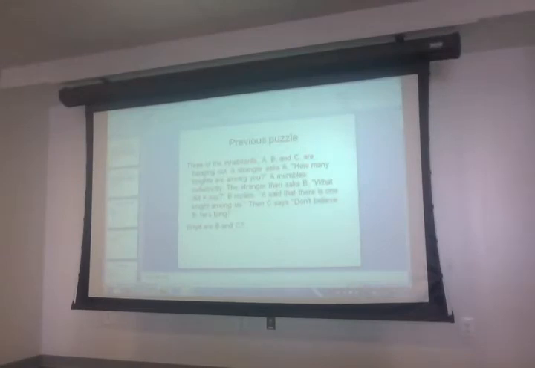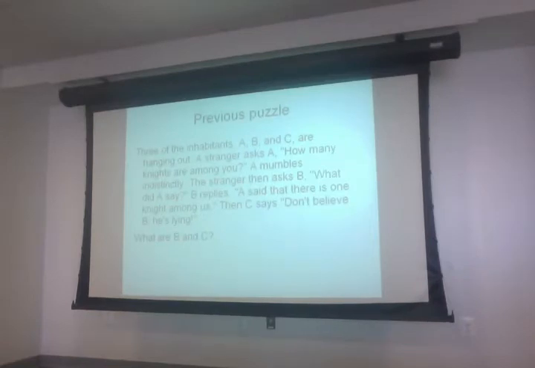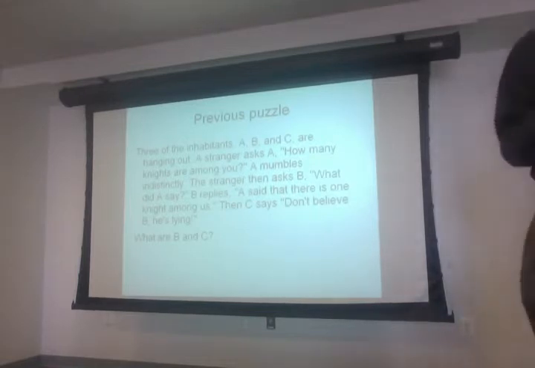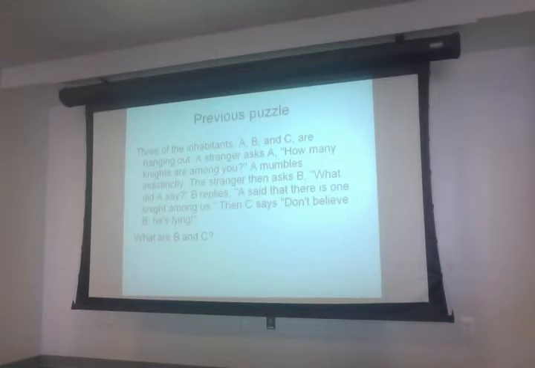Okay. All right, so now let's come back to our puzzle. This was our previous problem. What do you guys think? Would anyone like to suggest a solution? Yes. B is a knave and C is a knight. Okay, why is that? Because if A actually said that there was only one knight among them, then by B telling the truth, there would be two among them. So that means that B had to be lying and that C is telling the truth.